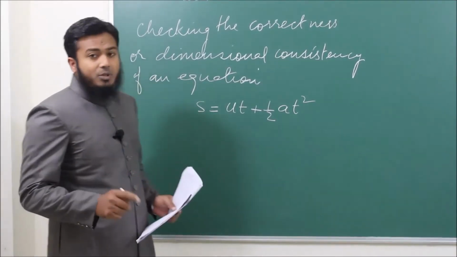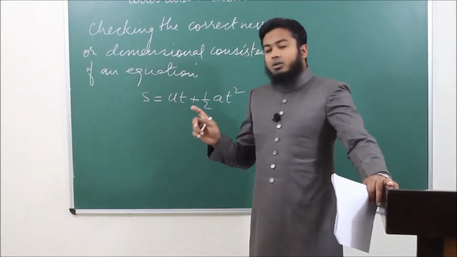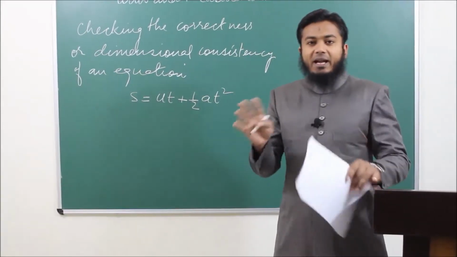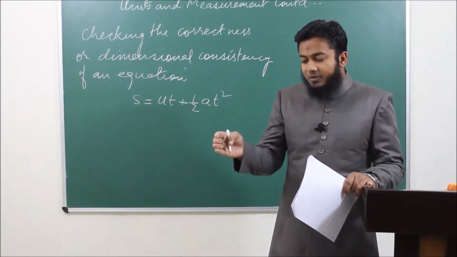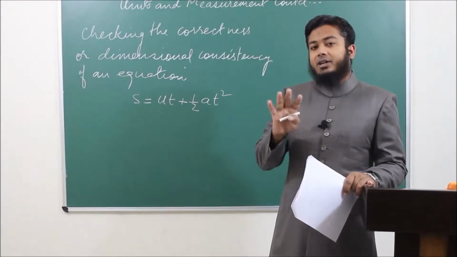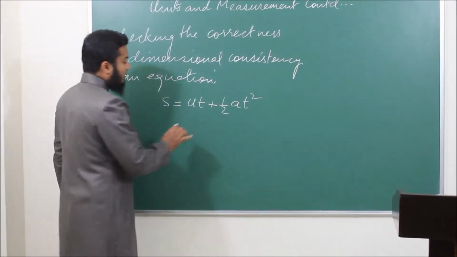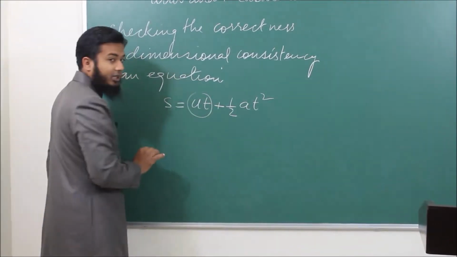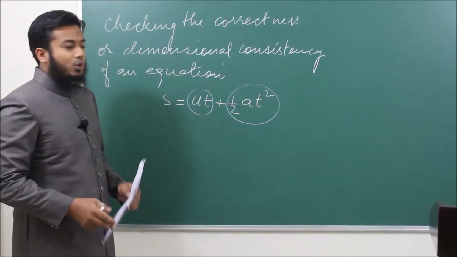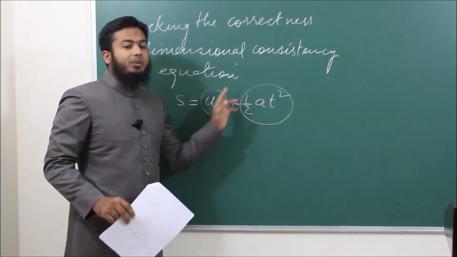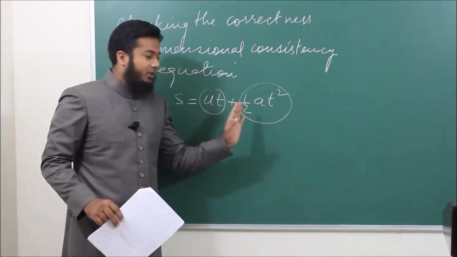Now, in the principle of homogeneity, we have seen that two quantities that are being added or subtracted must have the same dimensions. So same type of quantities can be added, subtracted, or compared. You can see there are two terms in this equation: one is ut and the other one is half at square. So these two terms must be dimensionally the same. They should represent the same dimensional quantity.